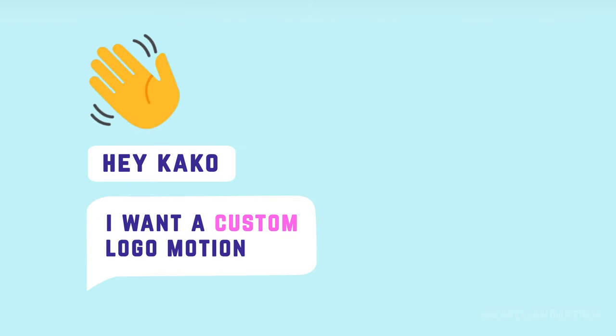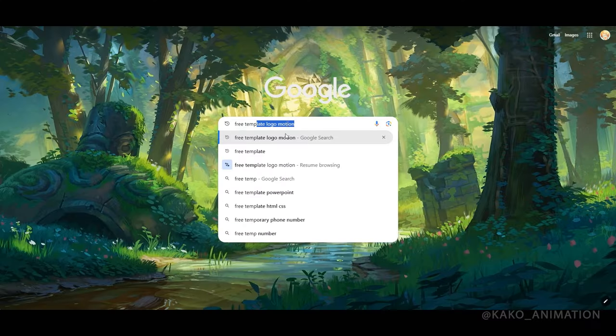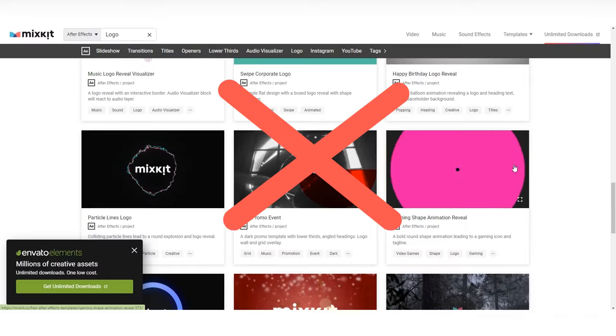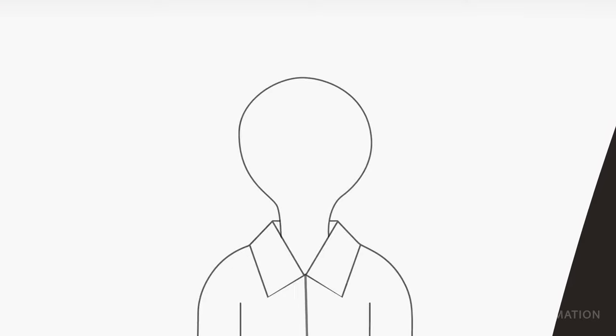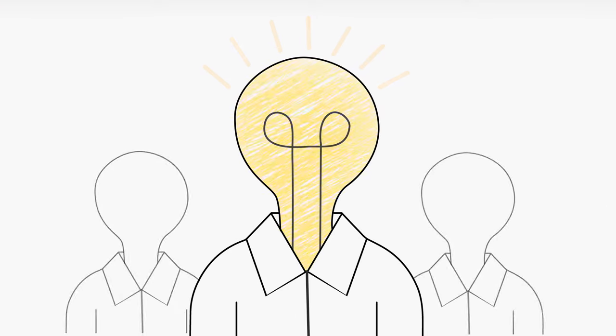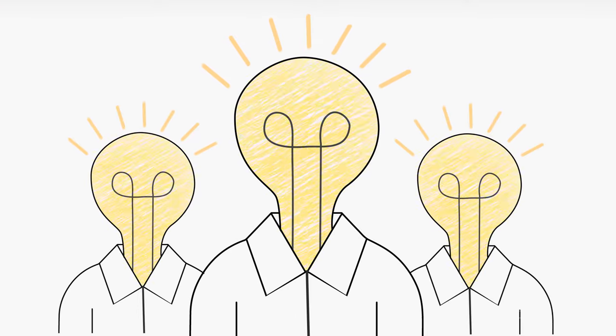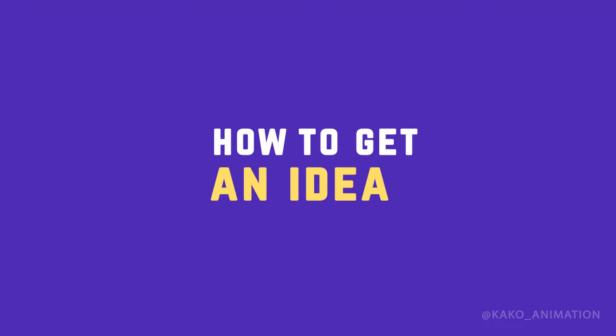In a logo motion for an order, you don't want to use free templates because it's specific to the brand, we must show the identity of a brand. And we need an idea. Well, I said idea. How to get an idea?